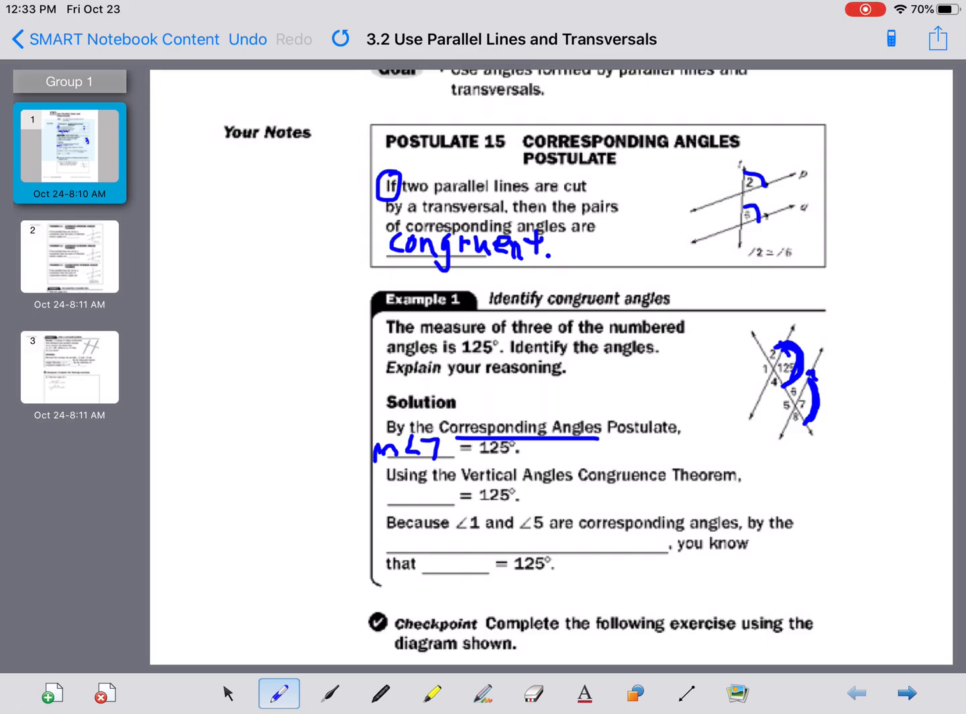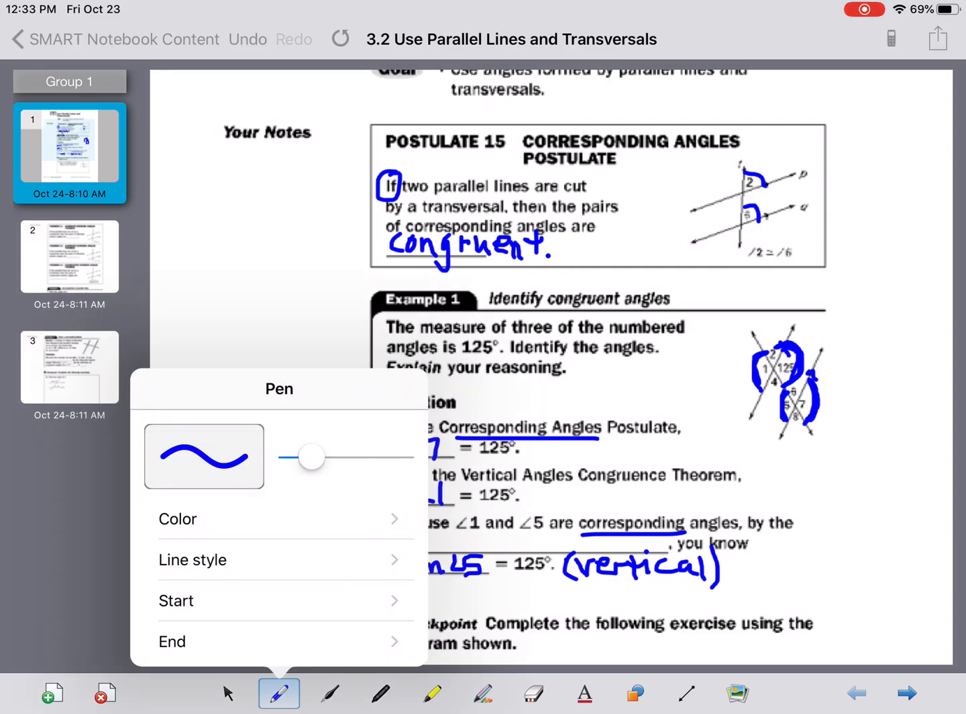Now, using vertical angles, I could come over here to angle 1, and I could say angle 1 is also 125 because of vertical angles. Well, if 1 is, 5 is on the left side kind of, so it's the corresponding angle. So it is also going to be 125. Okay, and I can call that either corresponding angles or I could call it vertical angles because it's vertical with angle 7, okay? Now, I'm going to be honest, they stopped right there.